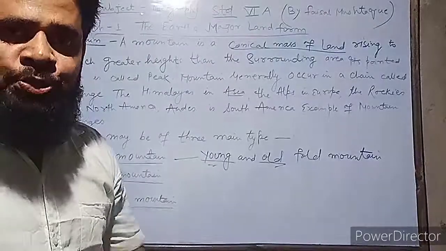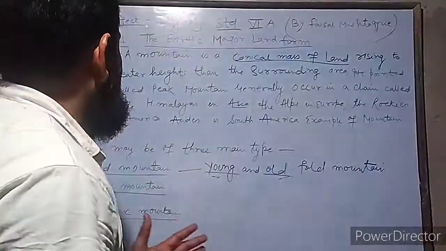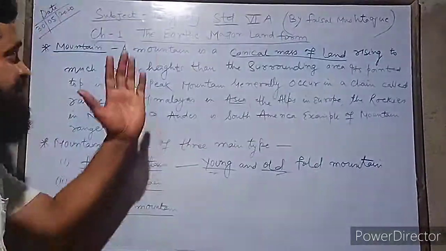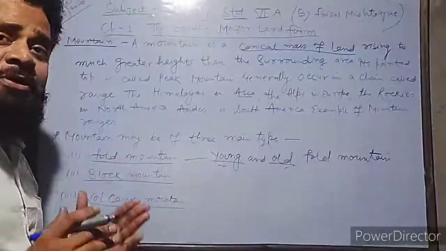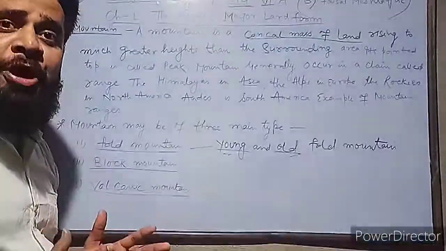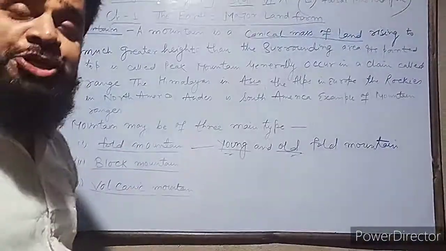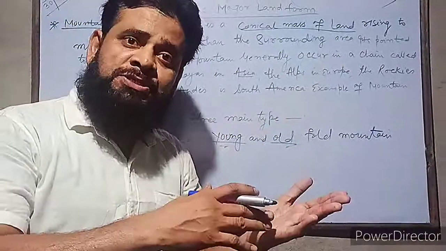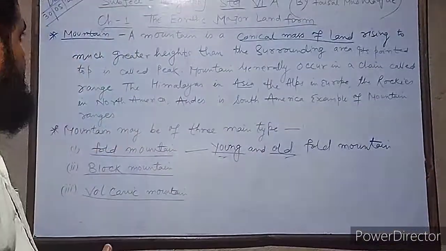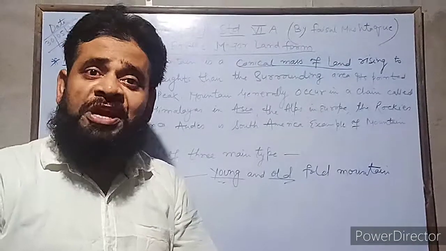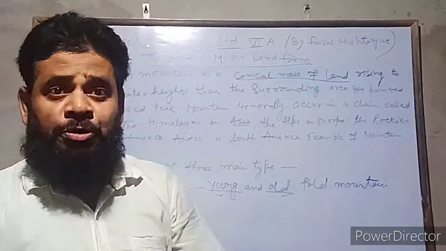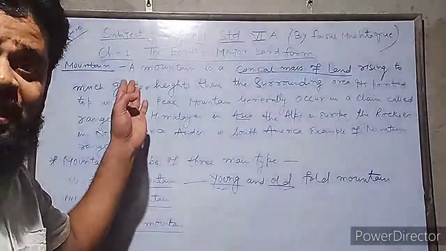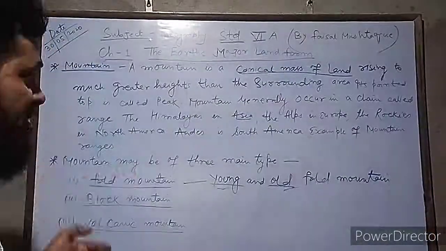Now students, today we have completed Chapter 1, Geography, the Earth's major landforms. In this chapter, I have discussed a number of important points. The introduction of the Earth, layers of the Earth: core, mantle, crust, define. Then introduction of landforms, types of landforms, how landforms are formed, then mountains, then mountain types.